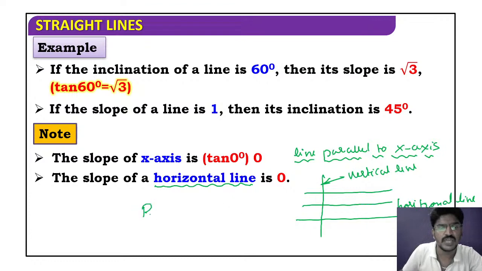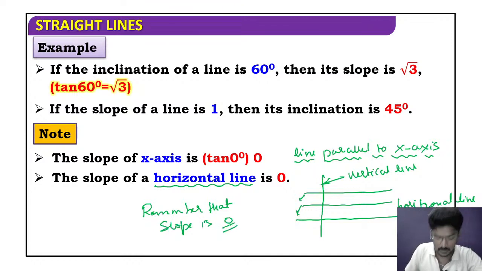So please remember that if lines are parallel, slopes are equal. All of you know that. So therefore, for every line which is parallel to x-axis, slope is 0. Okay. So therefore, horizontal line means it is parallel to x-axis. As you all know, slope of x-axis is 0. Therefore, slope of horizontal line must be 0. Clear? Okay.